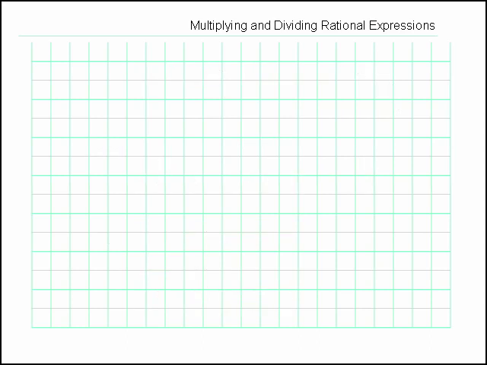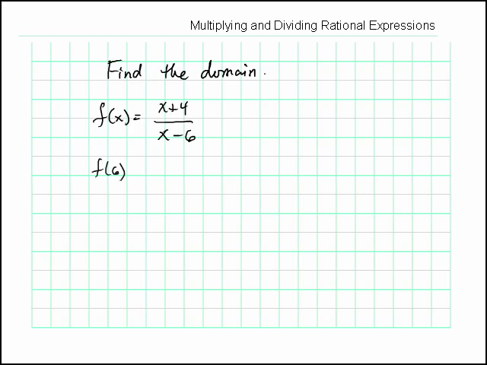Now, how do we find the domain of a rational function? If you recall from a previous chapter, domain is all possible values for x. Let's take a look at this rational function. F of x equals x plus 4 over x minus 6. Now I can plug in anything I want in there for x except 6, and the reason for that is because if I put 6 in for x, I would have division by 0. F of 6 is 6 plus 4 over 6 minus 6, 10 over 0, which is undefined.